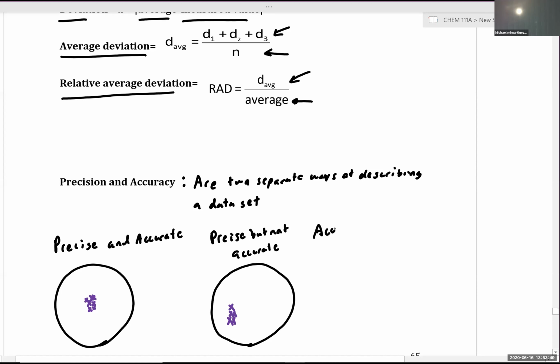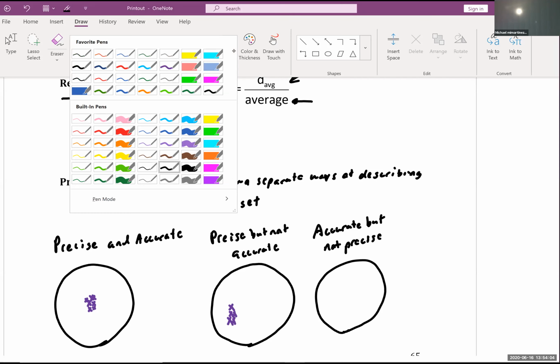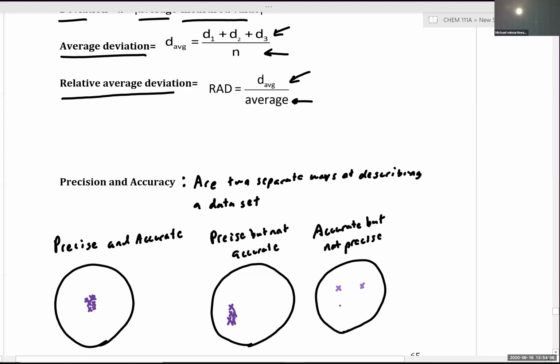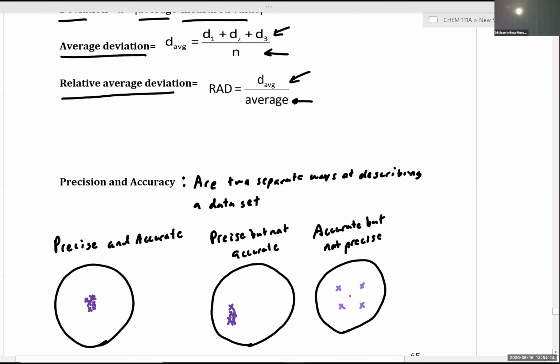Your data set can be accurate, but not precise, in which case your data set will be clustered loosely around the true value. So for example, your data set would all be averaging out to your true value, but your data points would not be very close to each other, will not be very reproducible.